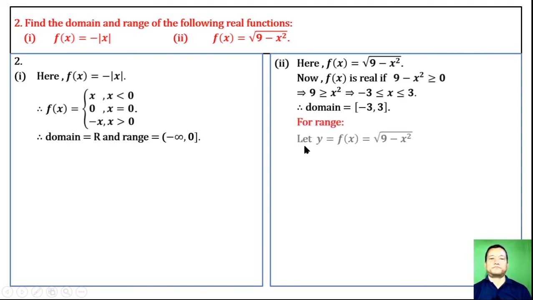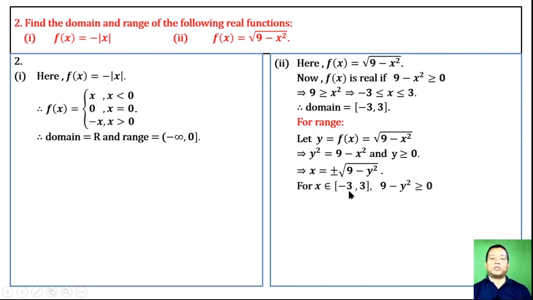For range, let y denote f of x, so y equals the square root of 9 minus x square. Squaring, we get y square equal to 9 minus x square, as well as y should be greater than or equal to 0. Remember this portion: if we square, we lose the sign, but y is a square root, so it is positive, therefore the value of y should be greater than or equal to 0. Remember this carefully. And solving for x from the equation, we get x equal to plus or minus square root of 9 minus y square.